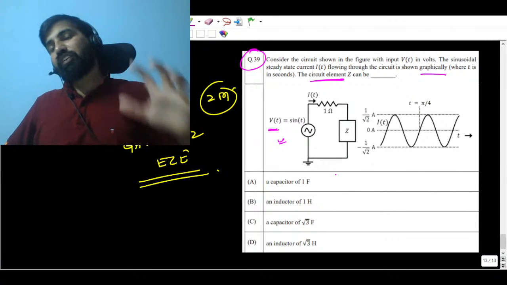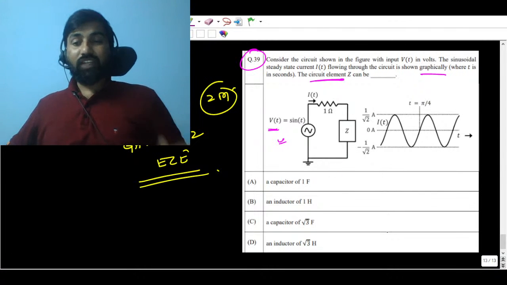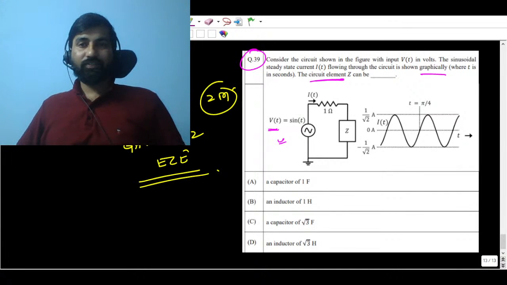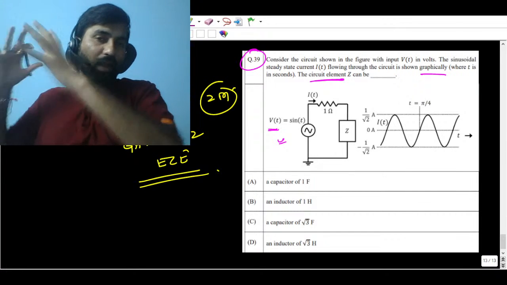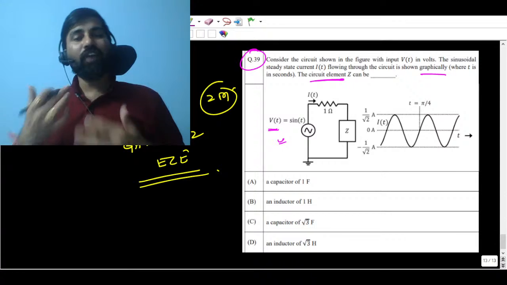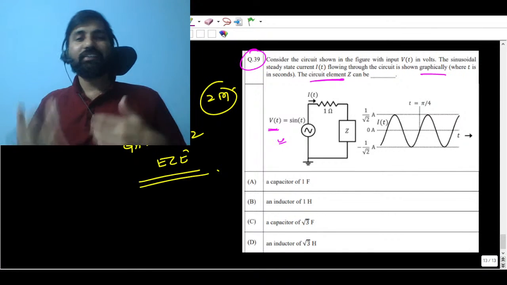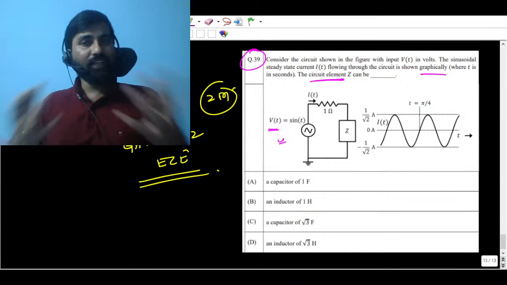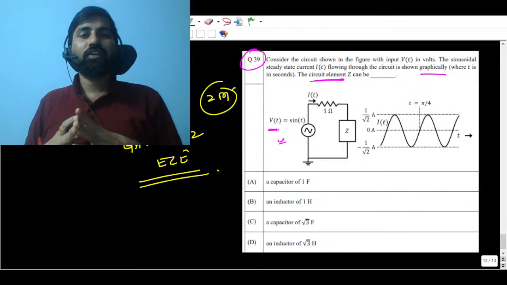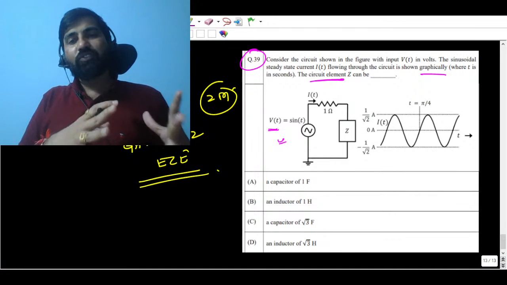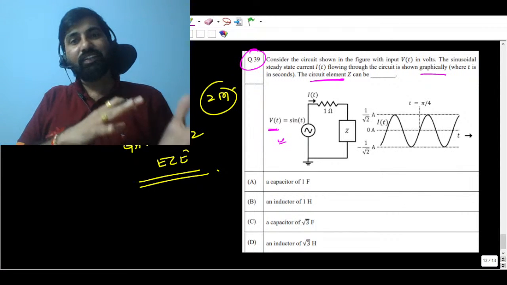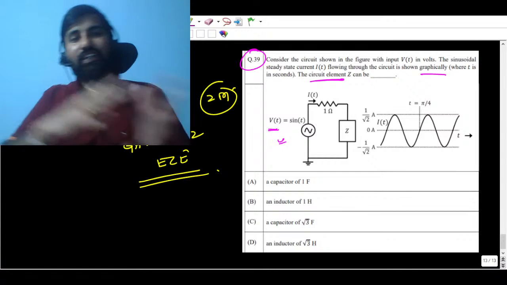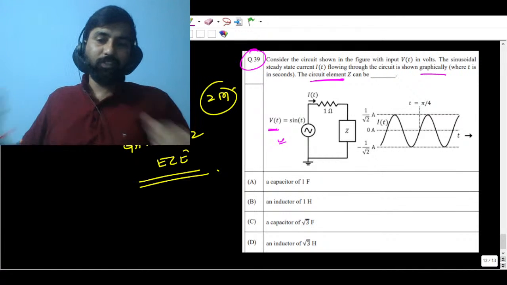This is one of the wonderful properties: if the input is sinusoidal, the output should also be sinusoidal, and only the amplitude and phase might differ. This is the property of an LTI system, a linear time invariant system. Any LTI system you consider, if the input is sinusoidal, the output should also be sinusoidal and the frequency should be the same. Input frequency as well as output frequency should be the same.